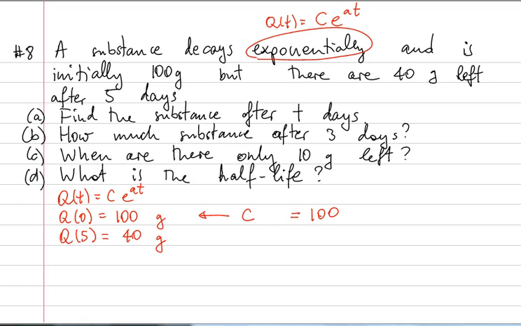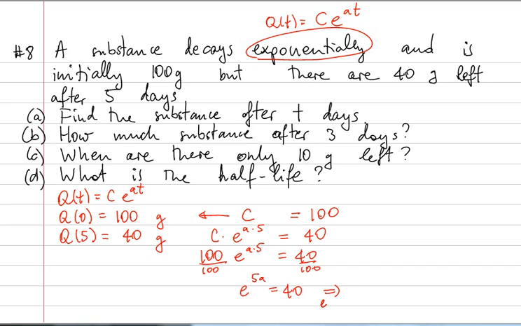And then to find a, I need to plug this second point into my equation. So I'll have C times e to the a times 5, because I'm replacing t with 5, and that equals 40. Now C is 100, so 100 e to the a times 5 is equal to 40. We divide by 100. So you have e to the 5a equals 40 over 100.